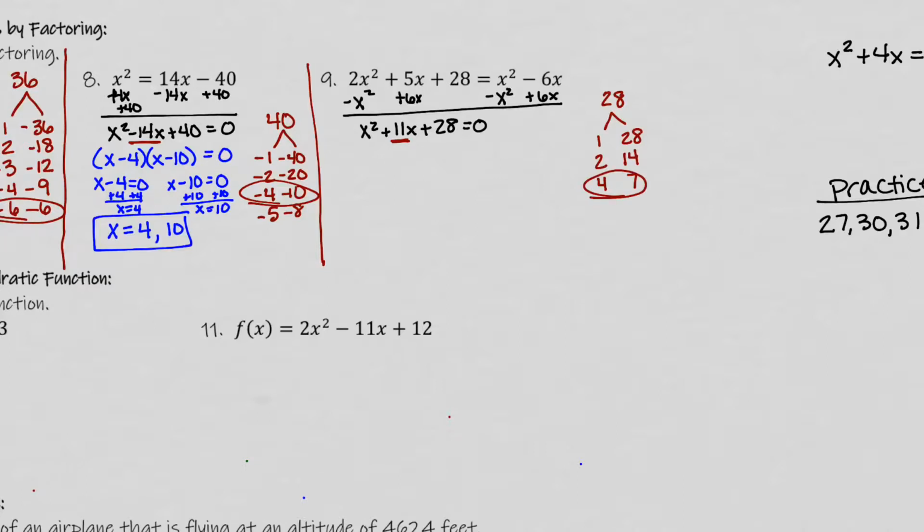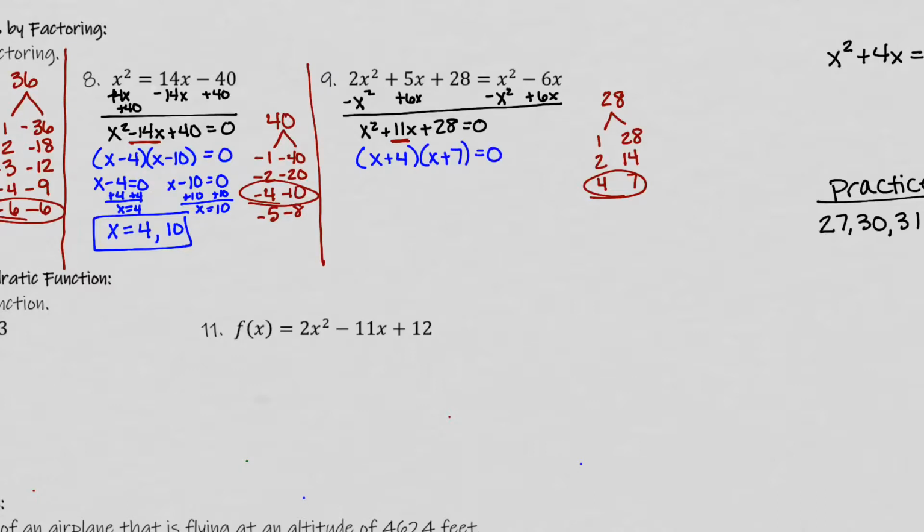Now, they multiply to positive, so I know they were either both positive or both negative, but they add up to a positive, so it's the positive ones. So I have an x plus 4 and an x plus 7 equals 0.